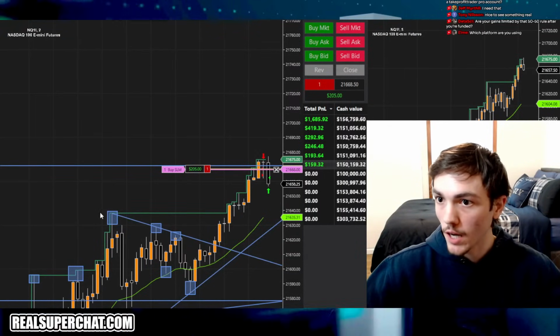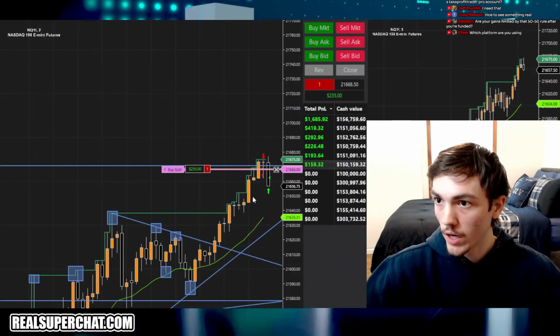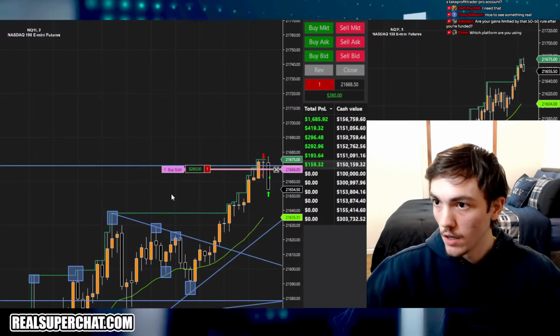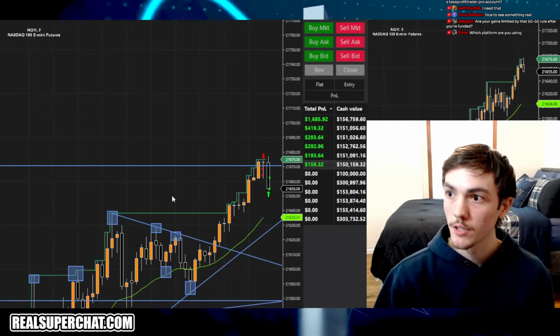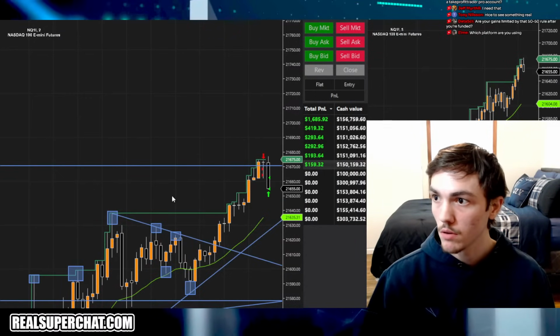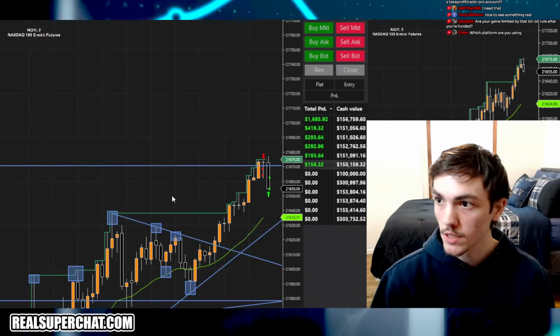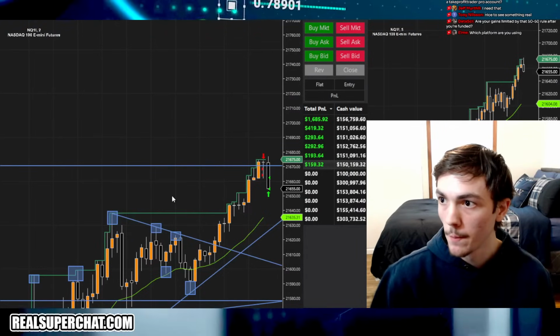Looking for this to flush down. I'm going to take it immediately around here. I'm going to cut it. Cut it at 270. Scalp around 10, 15 points. This is probably going to fall to the 20 EMA.